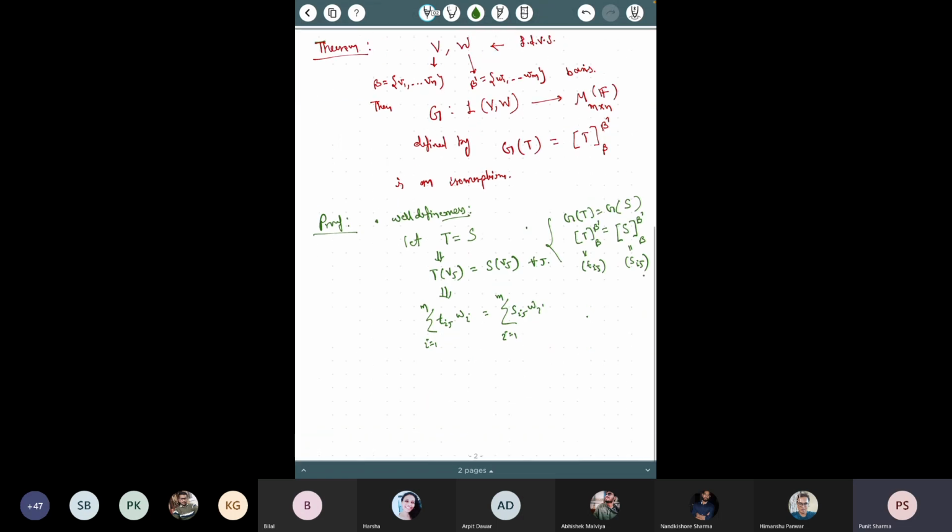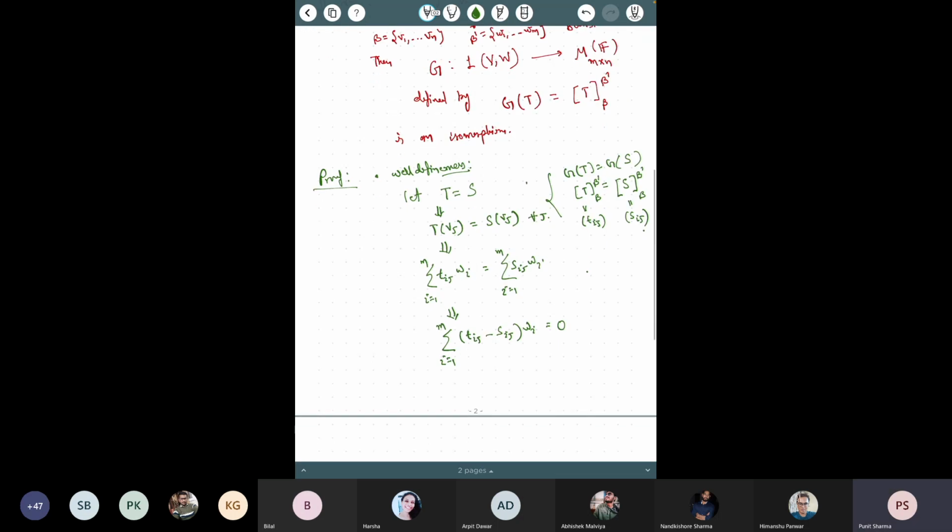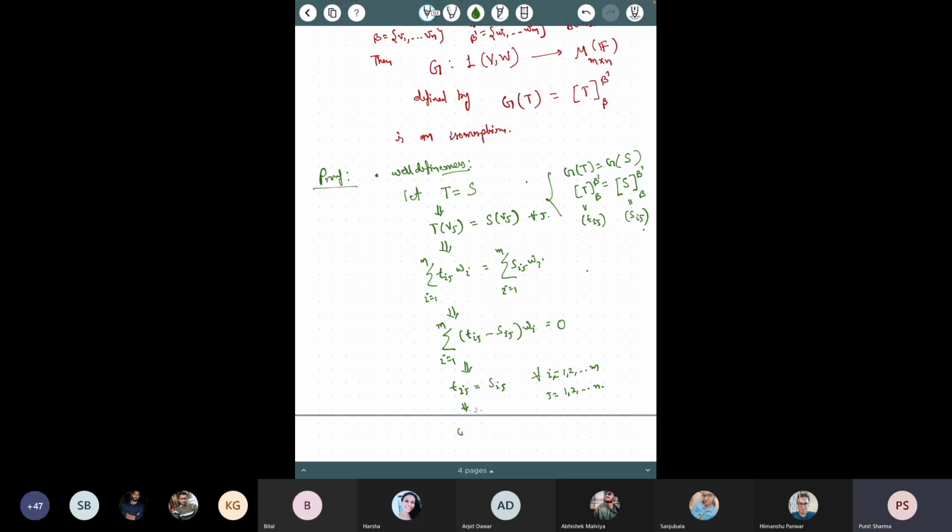Right? But from here you can write that the summation, i equal to 1 to m, of Tij minus Sij times Wi equals 0. But can you say from here that Tij is equal to Sij? Yes, because Wi is a basis of W, so they are linearly independent. So Tij equals Sij, and this is true for all i equal to 1 to m and j equal to 1 to n. So this implies that g of T is equal to g of S. So this is a well defined thing.